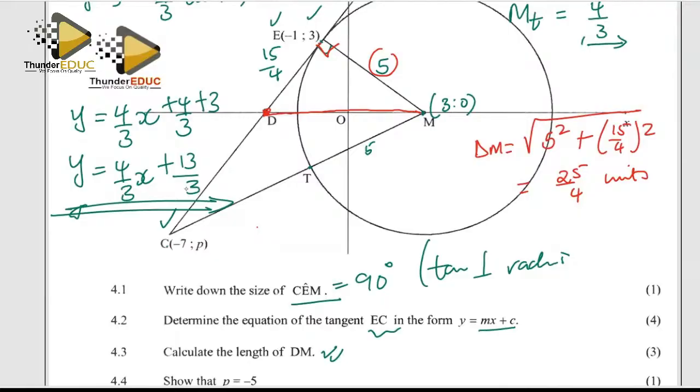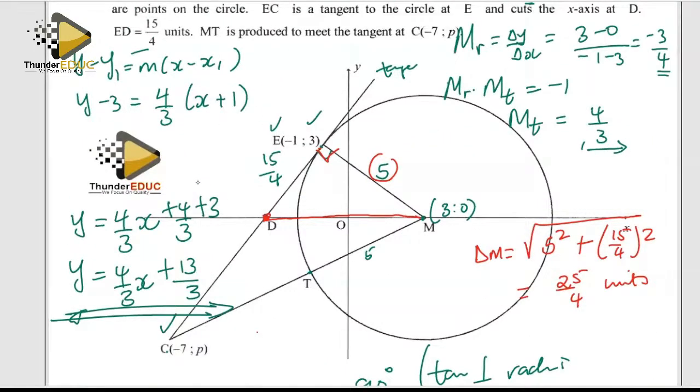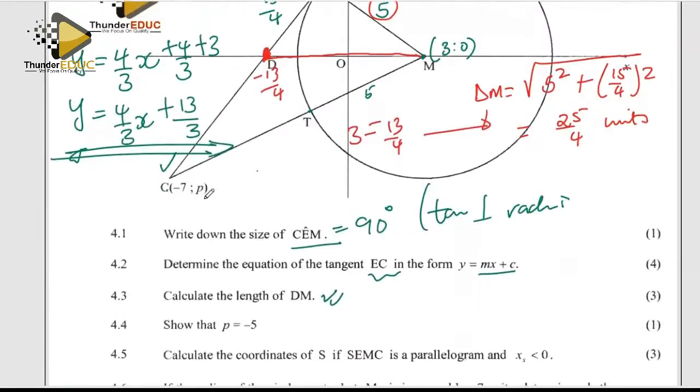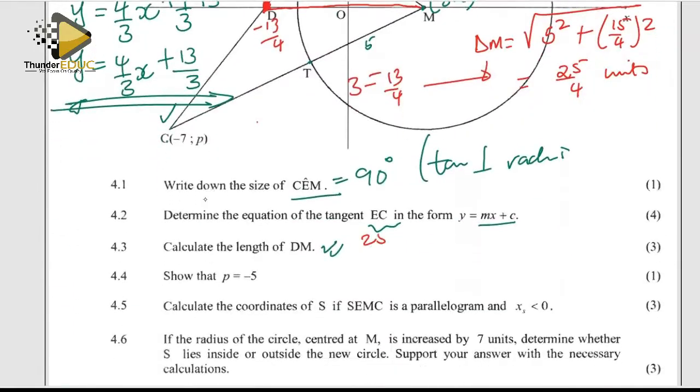Alternatively, one would have started, since we already have this equation, by getting the coordinate of D. If you look for the coordinates of D, because at D the y is 0, you're going to end up with negative 13 over 4. And then you just add this together. So it's going to be 3 minus negative 13 over 4. So that should give you 25 over 4 as that. Okay, so that is 4.3. And then, can we show that P is negative 5? So we already have the equation here.